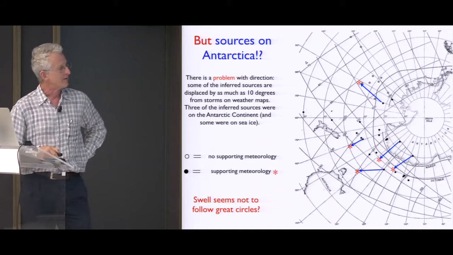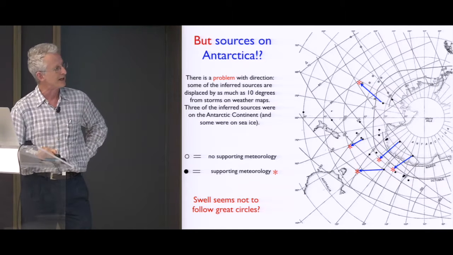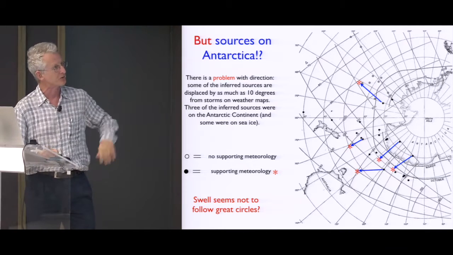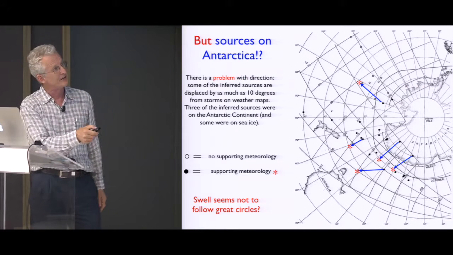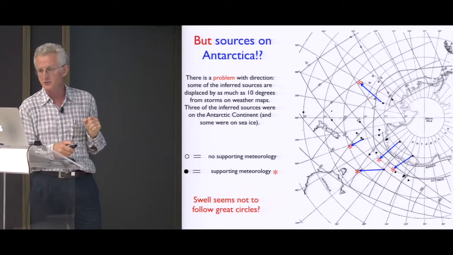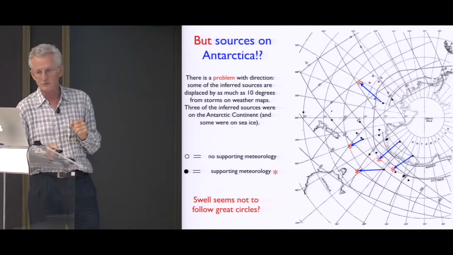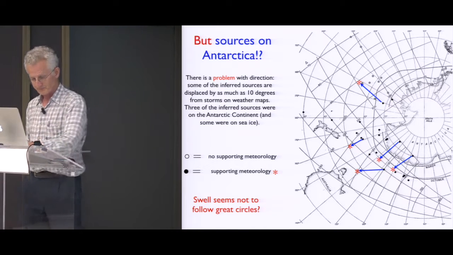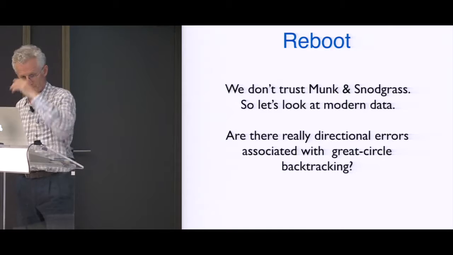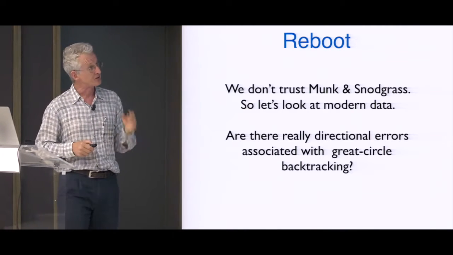So the mystery was that the swell did not seem to follow great circles. In other words, if you measured the direction of the incident swell at Guadalupe Island and then backtracked along a great circle, you ended up saying that the storm was here, whereas in fact it was over there. Okay? So that was the situation.